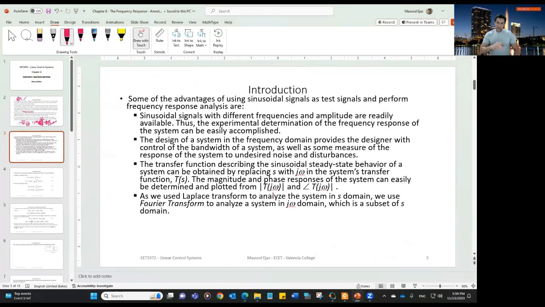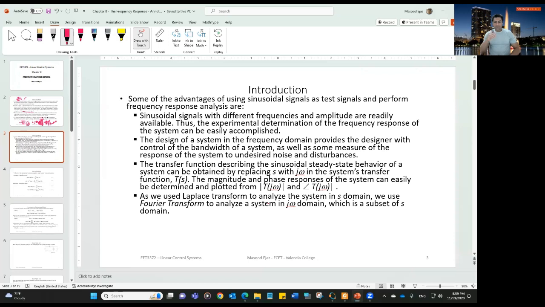Sinusoidal signals with different frequencies and amplitudes are readily available. Thus, the experimental determination of the frequency response of the system can be easily accomplished. So these are some of the advantages of sinusoidal signals as test signals when we perform the frequency analysis.